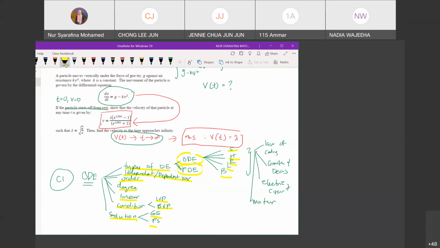And then we have also discussed 4 types of application: law of cooling, growth and decay, electric circuit, and motion. And actually, there are many types of differential equation and many types of application outside. So we have discussed some of it. Basically, these are all from chapter 1. You can proceed with the tutorial after this, and then try to do the activities given in the e-learning.